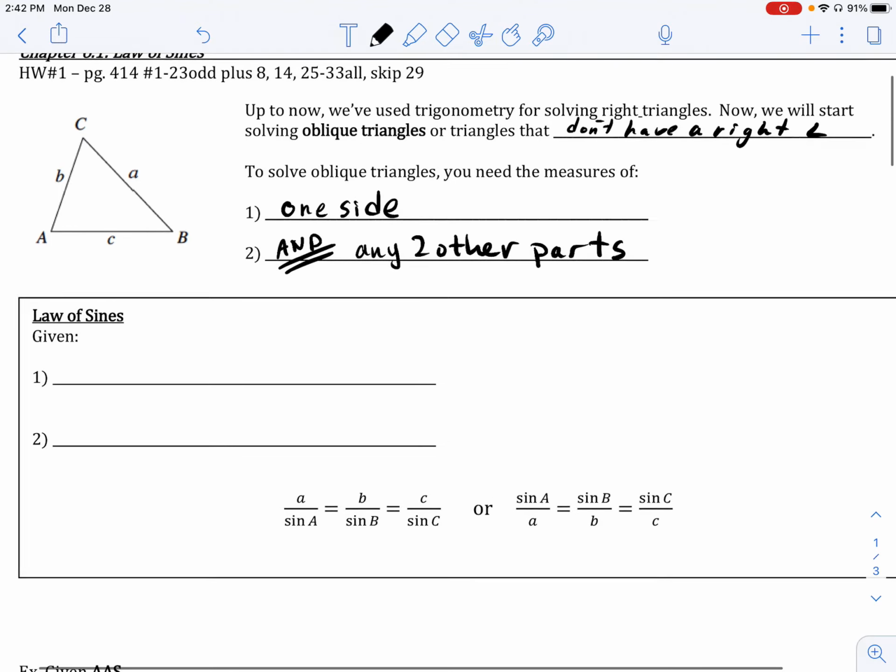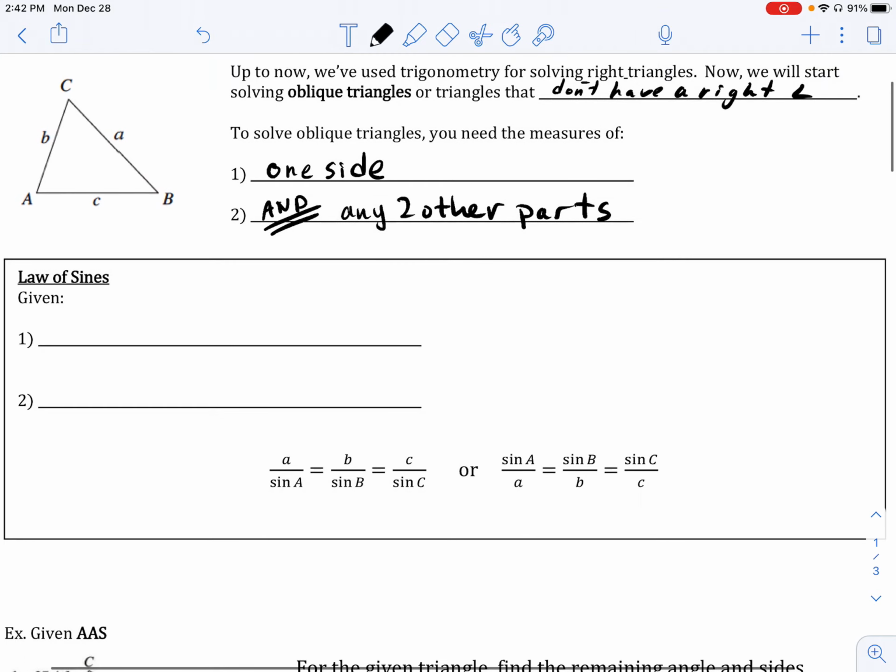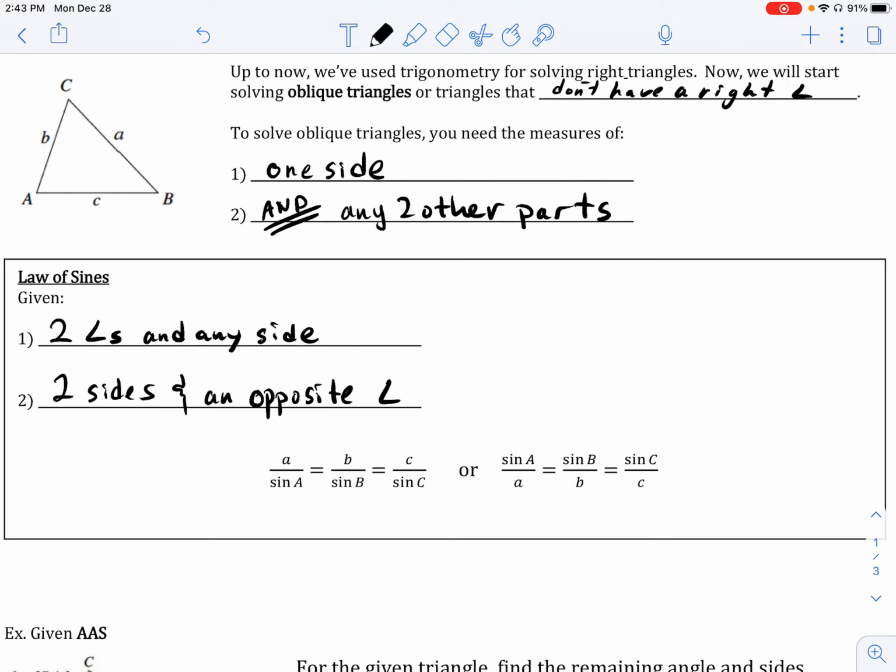And there are a couple of ways that we can do this. And today we're going to start by discussing what we call the law of sines. And the law of sines says, given two angles and any side, or if we're given two sides and an opposite angle. I'll underline the word opposite. So let me just kind of draw these out so we can see these two scenarios.